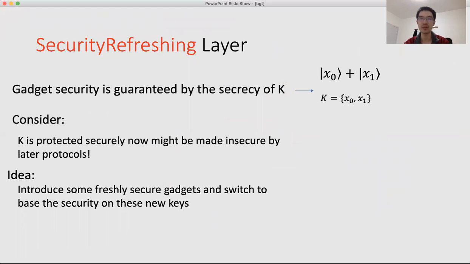Let's first consider the following problem to understand the security reflection. Let's imagine initially the server has some gadget, and the security of this gadget is guaranteed by the secrecy of a key K. But what if K is protected securely now, but is made insecure by some later protocols? So we want to introduce some virtually secure gadget and switch to base the security of this gadget on these new keys.